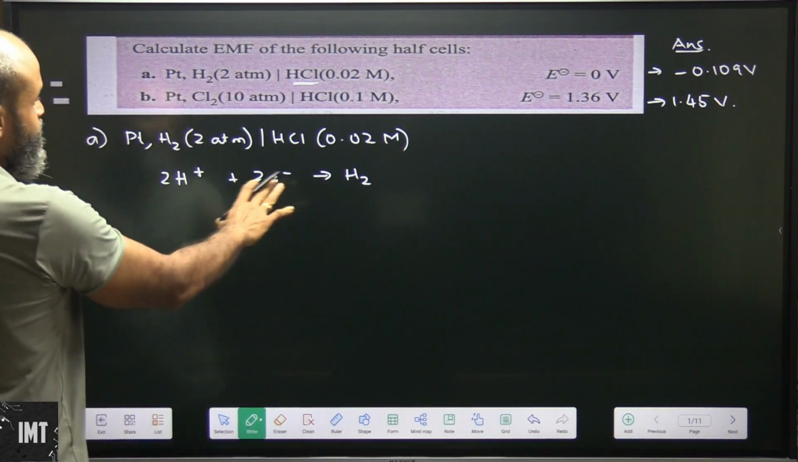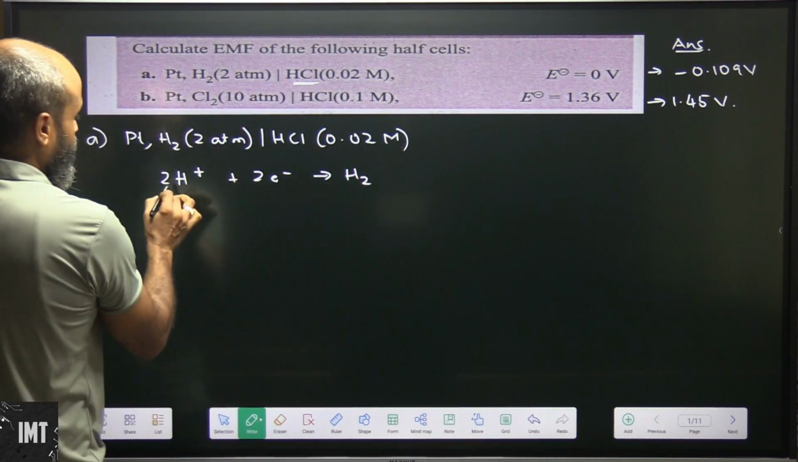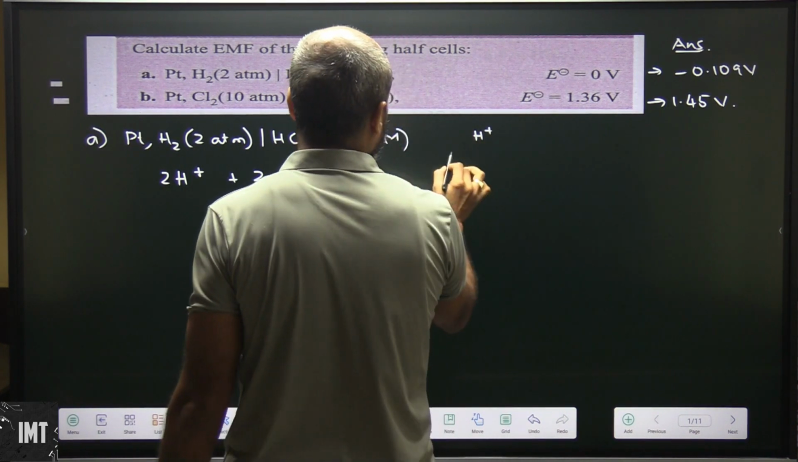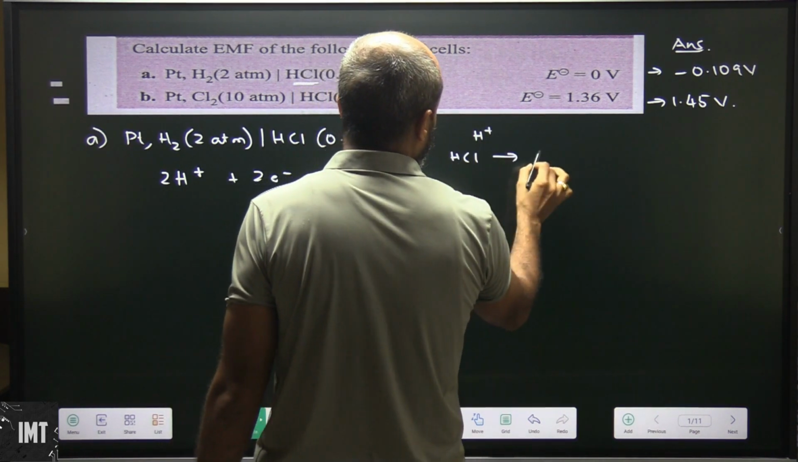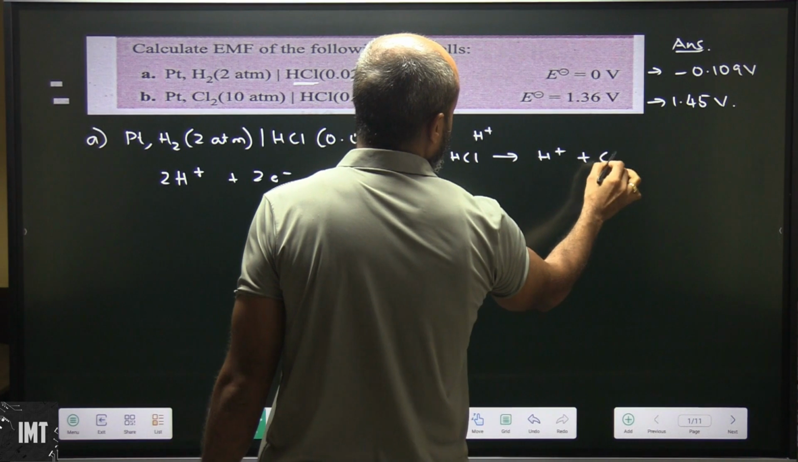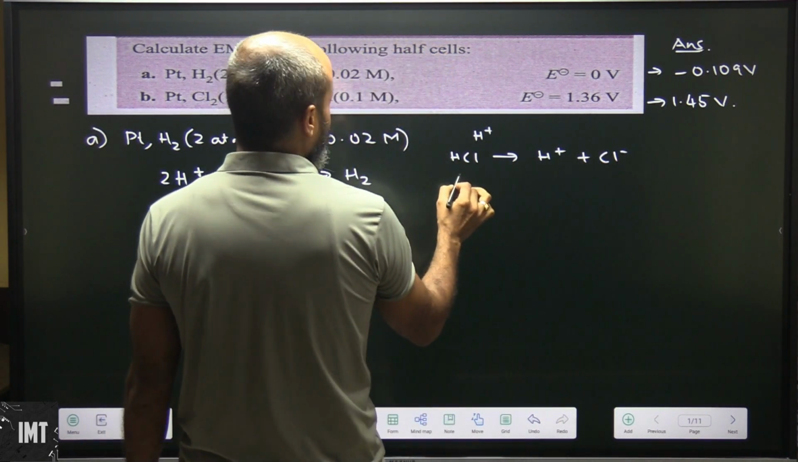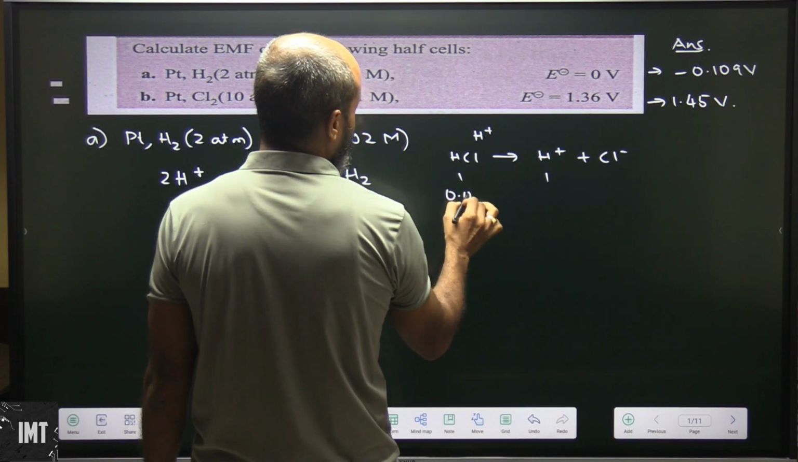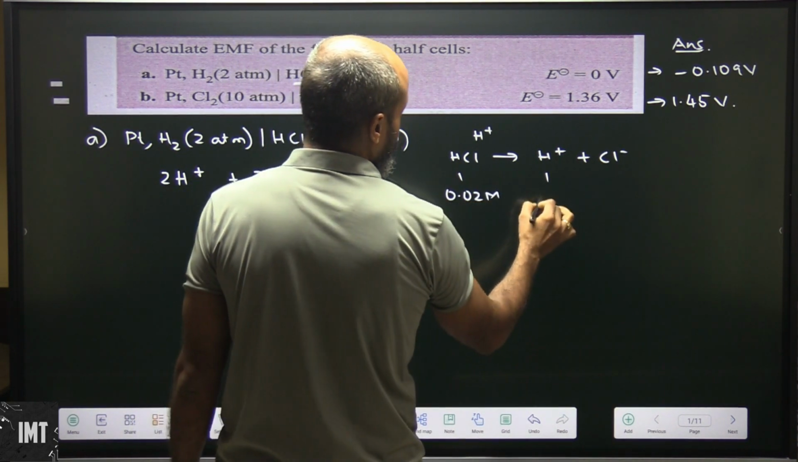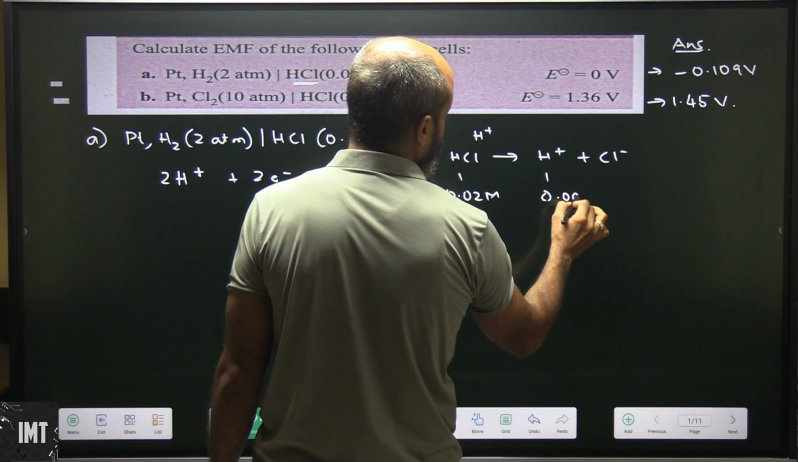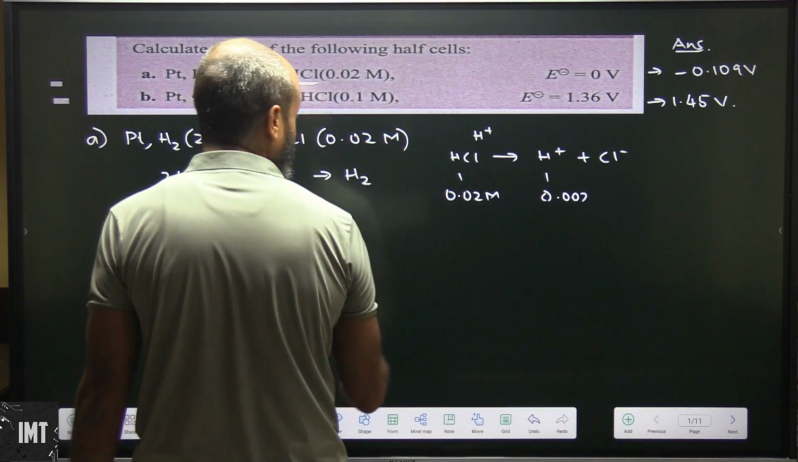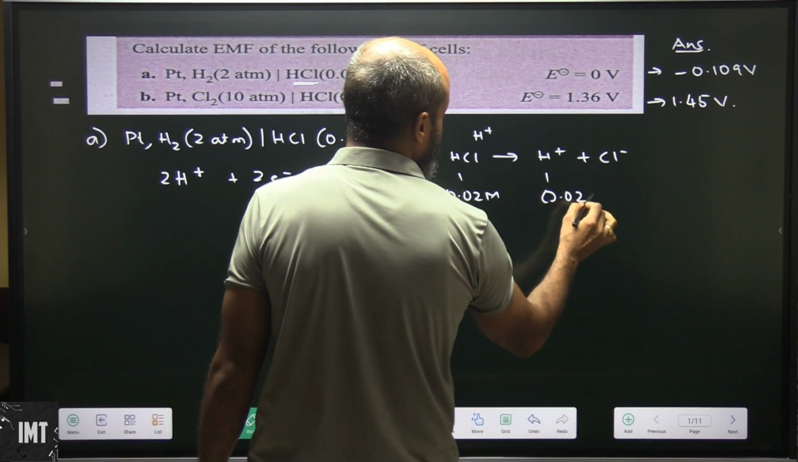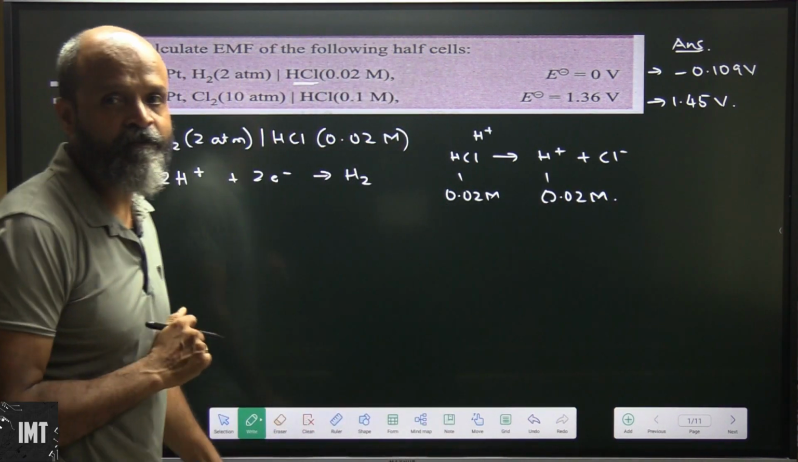So this is basically the half cell, and here we have H plus ions which are received from HCl. If we consider HCl as H plus and Cl minus, 1 mole gives 1 mole of H plus ions. Here we have the molarity as 0.02, so the molarity of H plus ions will also be 0.02 molar.